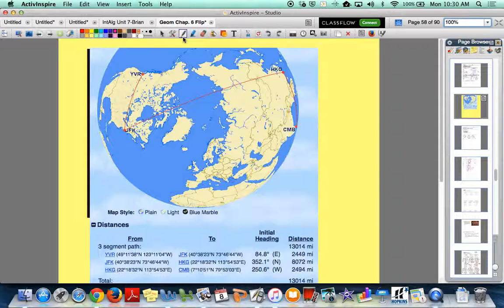Up on the screen here, we have a picture of the Earth looking straight down at the North Pole. And what you see is some flight paths. We have a flight path sequence here that I just grabbed off the internet. This is Vancouver, Canada, and the flight going to JFK, which is in New York City Airport, flying over to Hong Kong, and then the last stop here is actually Colombo, which is in Sri Lanka, an island off of India.